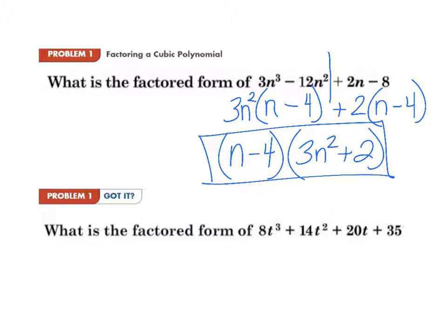Why don't you see if you can do this next one? Draw a line right down the middle, leaving the plus sign with the 20, and then do your GCF on each of those. Go ahead and pause the video now, and you work through this one on your own. No, really, you have to pause the video to finish it out.